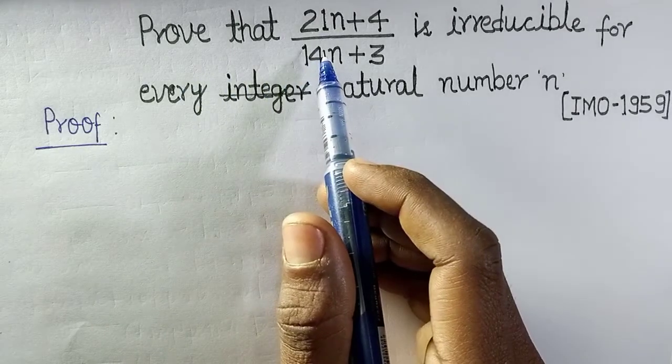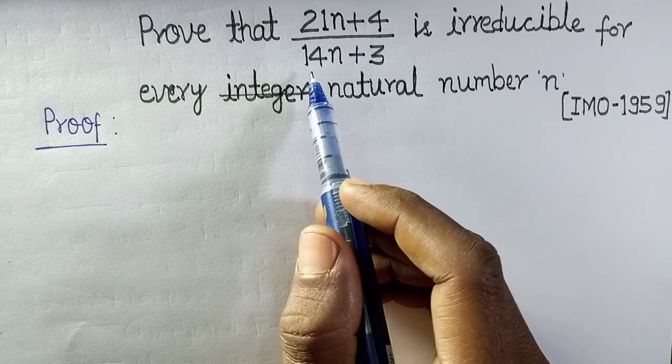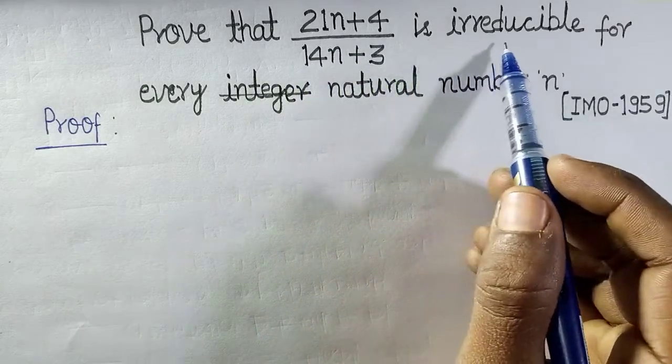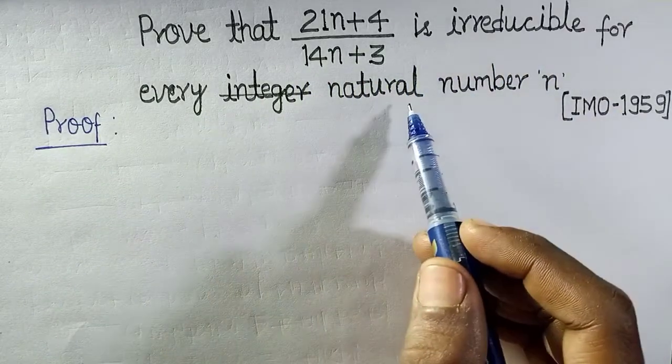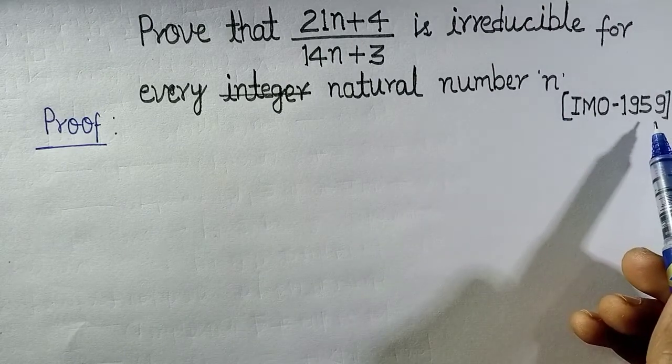Prove that (21n + 4)/(14n + 3) is irreducible for every natural number n. IMO 1959 problem.